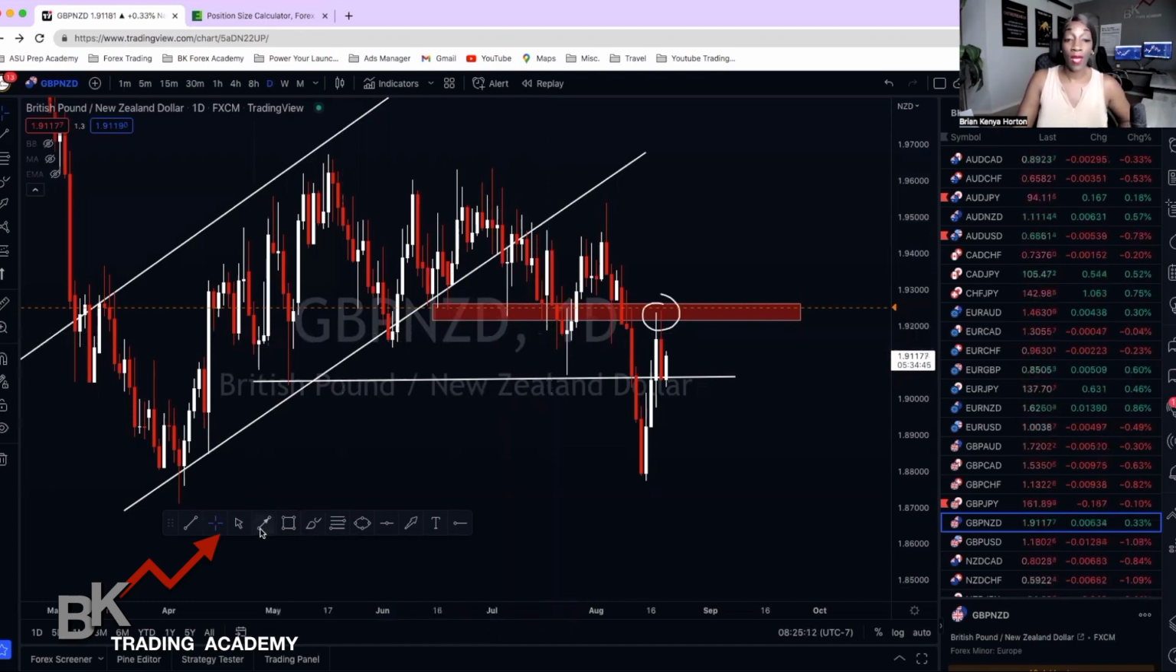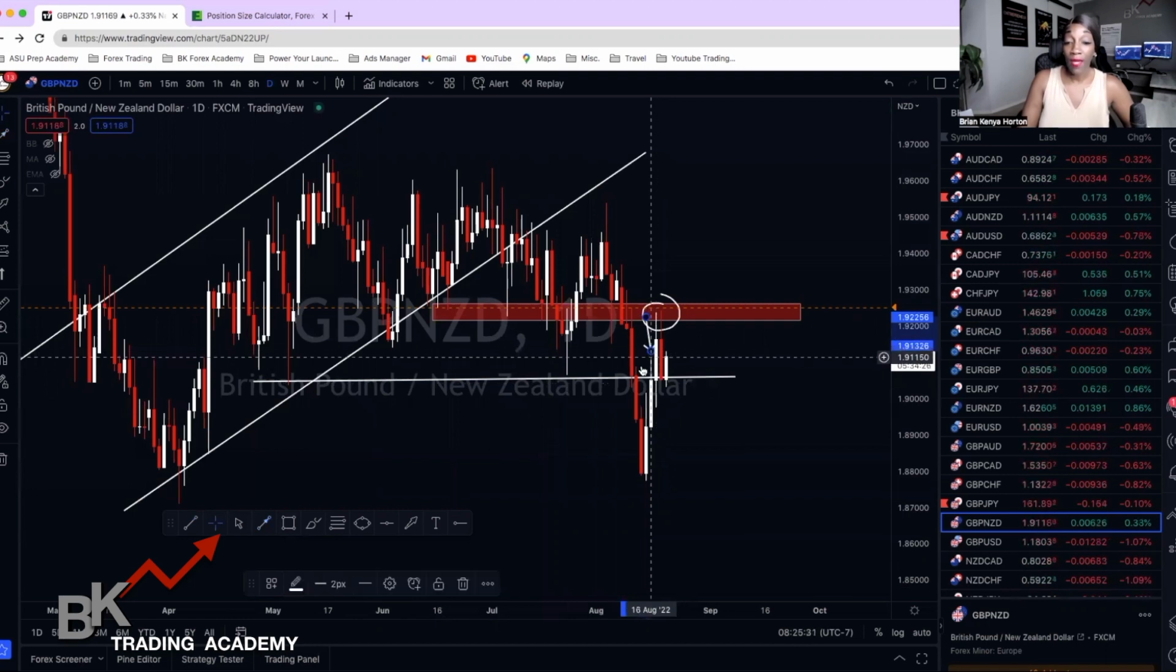So if we get a pullback, if I'm still in a downtrend, and all of a sudden, when the market opens, usually you're going to get a breakout in one direction. So let's say the market breaks out, in this case GBP NZD, to the downside. You see that the market has dropped 70 pips, right? It then bounces back or retraces back to that level.